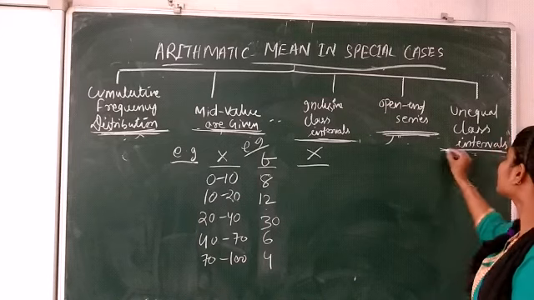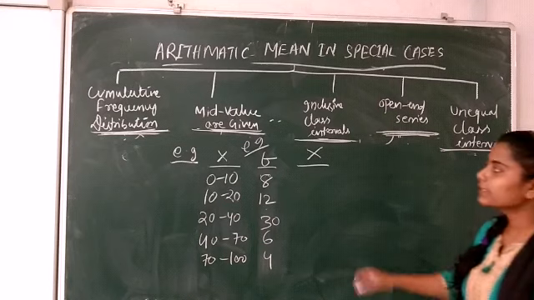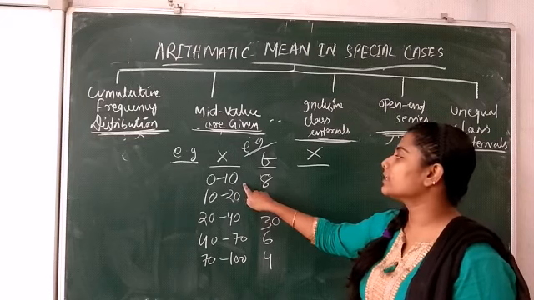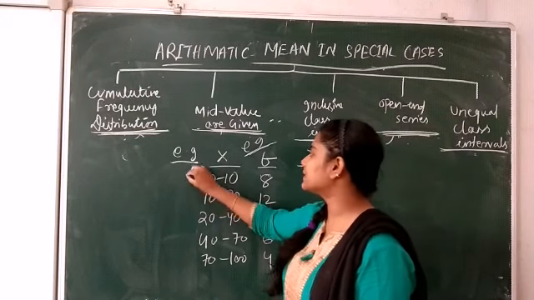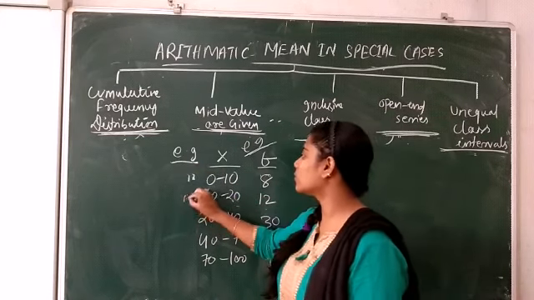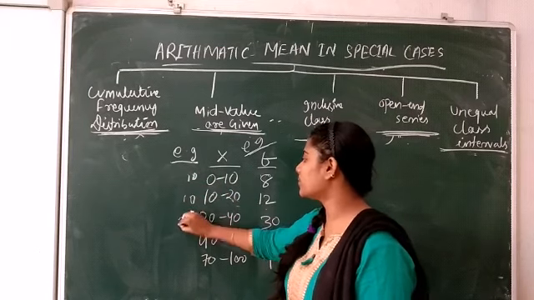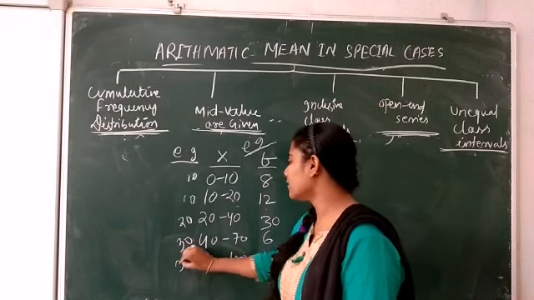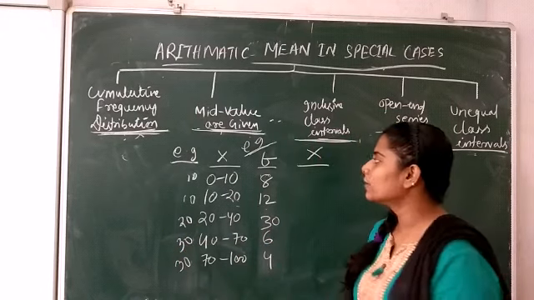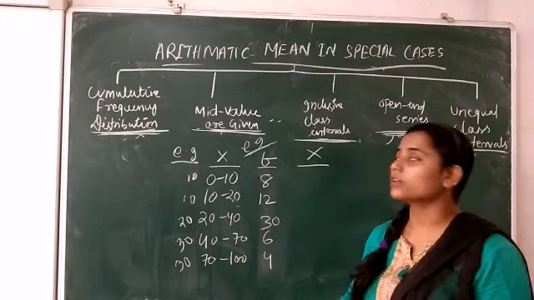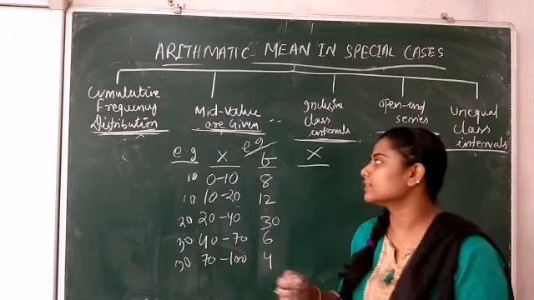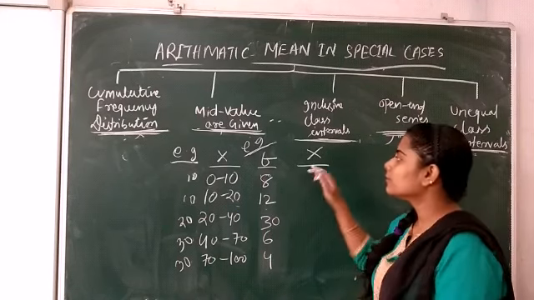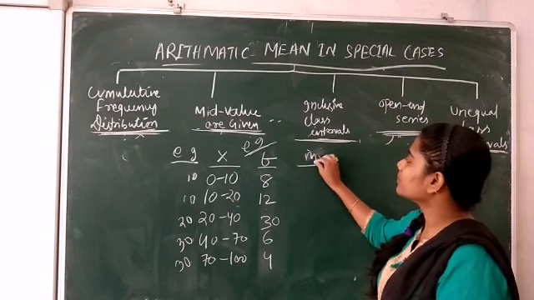The last special case is unequal class interval. This is the example related to the unequal class interval. Here there is a class and the first class gap is 10, the next gap is also 10, the next gap is 20, then the gap is 30 and the last class gap is also 30. So that is also due to the difference of the classes. This is known as your unequal class interval. So in this case first we calculate mid value.